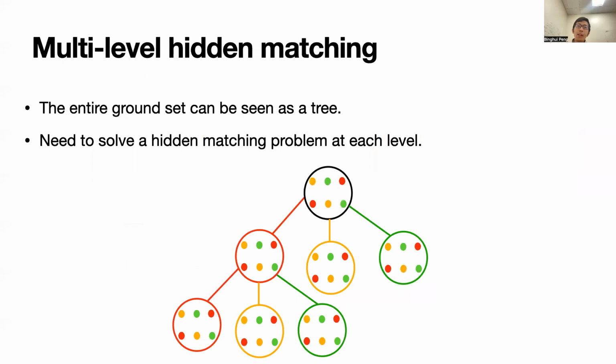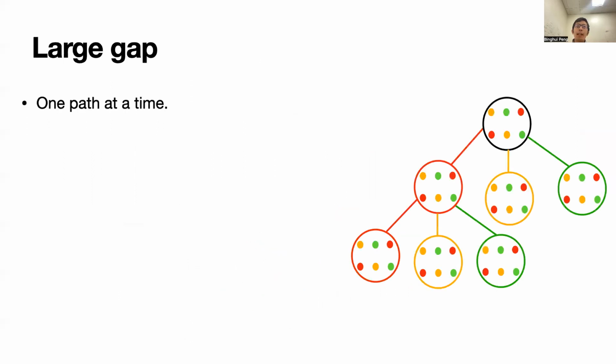Okay, so the idea is to create a multi-level hidden matching problem. And now the ground set is no longer a single instance of bi-level matching instance, but it can be seen as a tree. And we want to force any algorithm that achieves good utility to solve a hidden matching problem at each level of the tree. And the good thing about this tree construction is that it increases the utility gap. So we make sure that there's only one pass at every time step of the update stream.